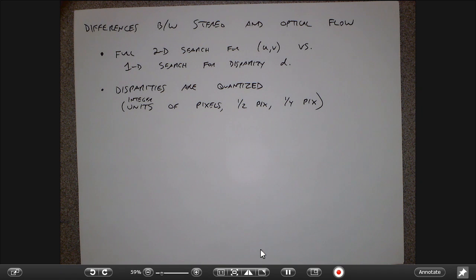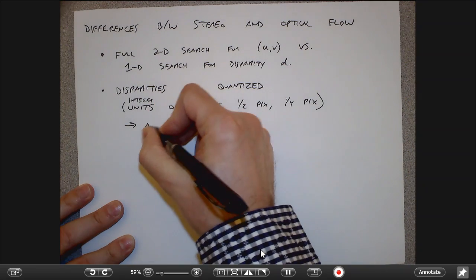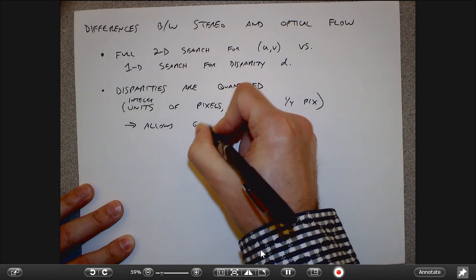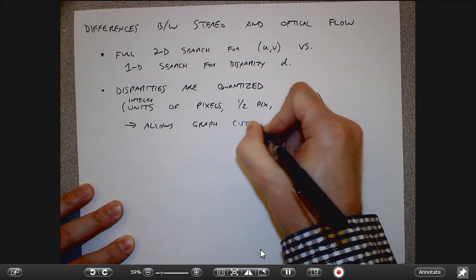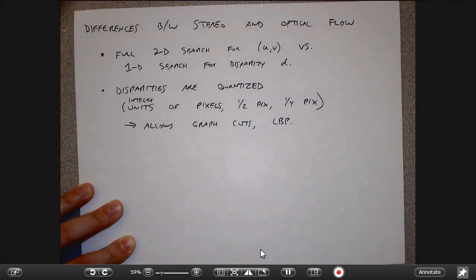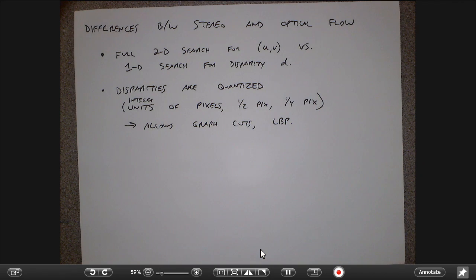Whereas in optical flow, typically the UV vectors are not quantized at all. They're just continuous numbers. So this basically allows things like graph cuts and loopy belief propagation. We'll talk about that in a few seconds.